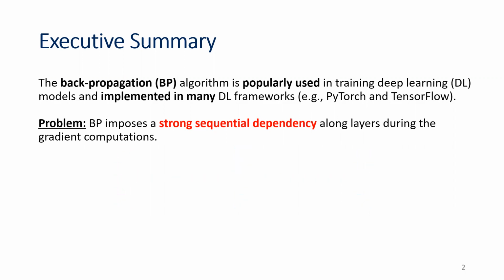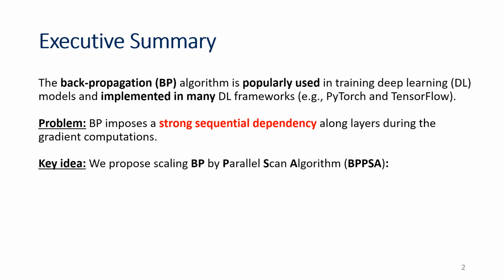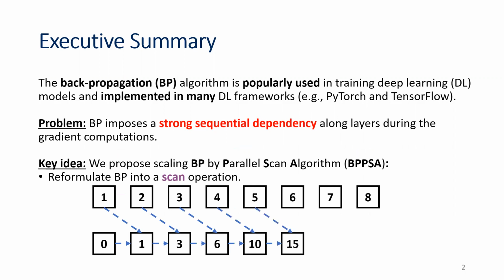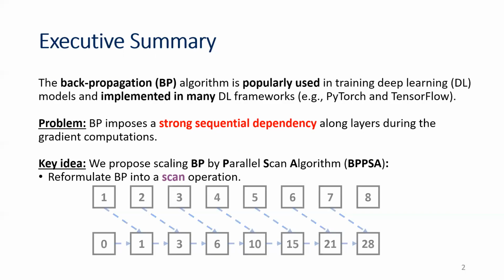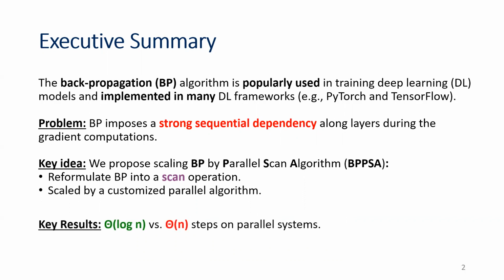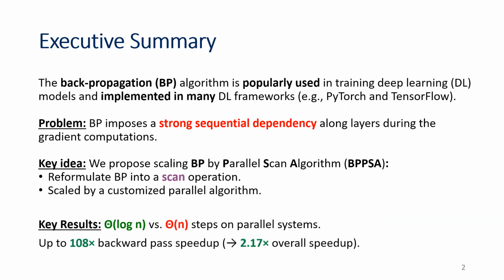To address such strong sequential dependency, we propose scaling BP by parallel scan algorithm, or in short, BPPSA, which basically means to reformulate BP into a scan operation, which is a parallel computing primitive that produces partial reduction on a sequence of elements. And afterwards, we can leverage the parallel algorithm to scale such reformulation on parallel systems. Our method ends up with logarithmic steps instead of linear along the critical path of the dependency, and in some extreme cases, we were able to achieve a backward path speedup as high as 108x, which leads to a 2.17x end-to-end training speedup on our RNN benchmark.